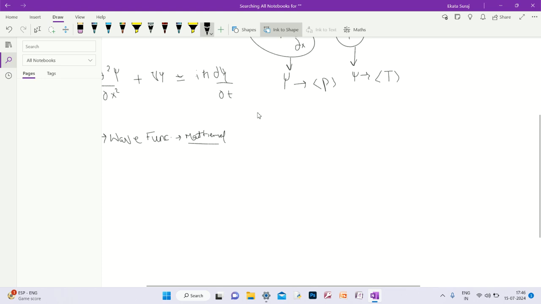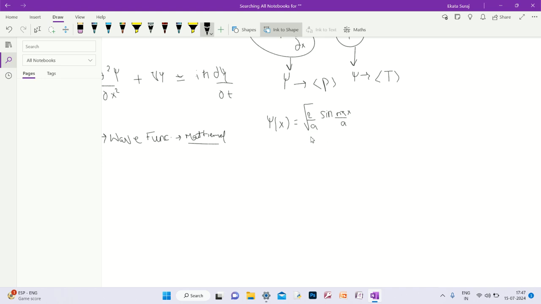So I am going to write here psi of x, psi is a function of x, equals root under 2 by a, sine of n pi x divided by a. So this is a wave function, you can imagine.